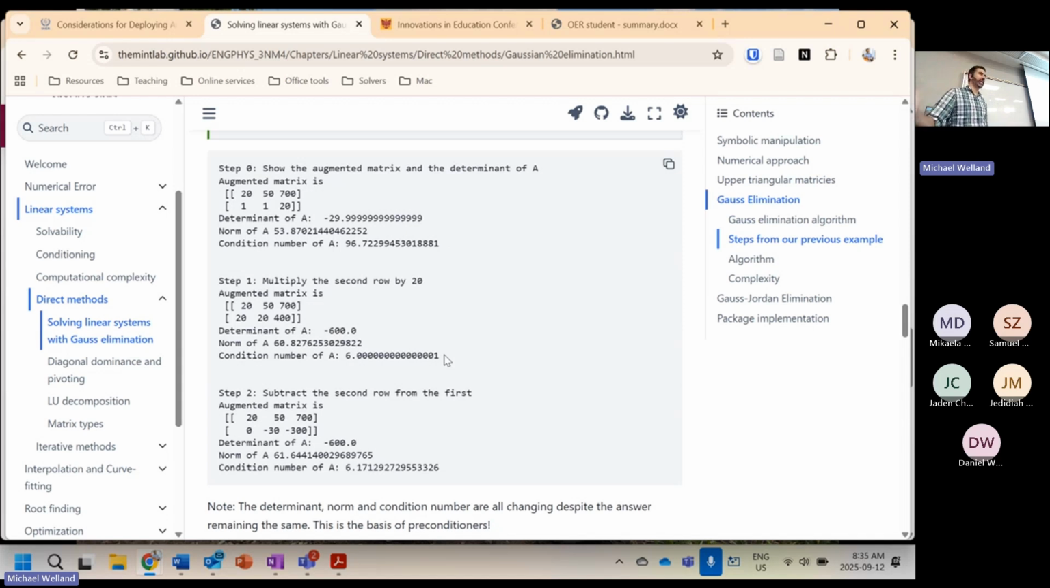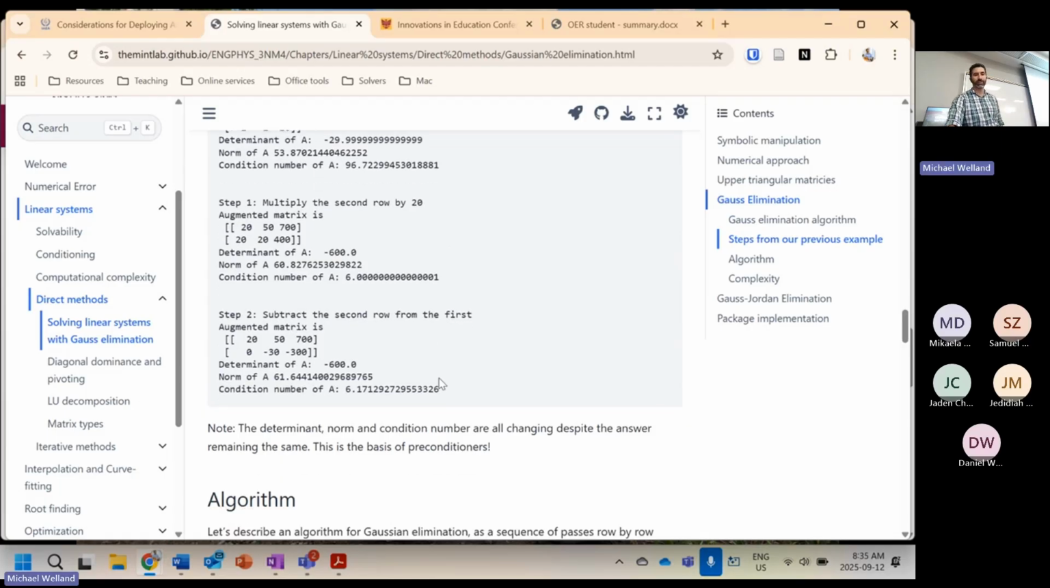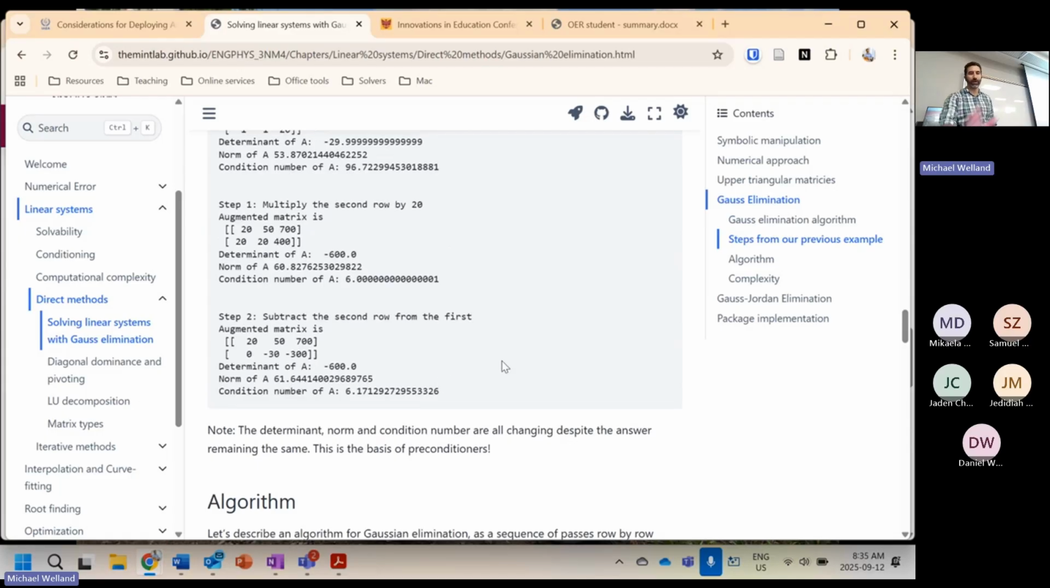This is a form of diagonal scaling. It's in the preconditioner section. We're going to talk about it next week. It's the most trivial, I would say, of the preconditioners, depending on whether or not you consider diagonal dominance to be a preconditioner. I think probably some people would. Anyway. You do the subtraction: determinant hasn't changed, norm hasn't changed, condition number has changed, but this is peanuts, to be honest. Both of these numbers are effectively 6.